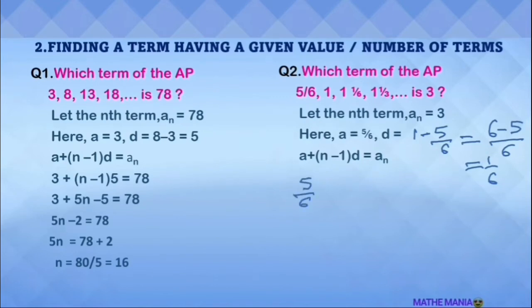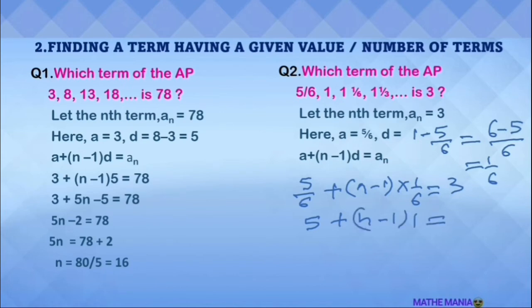So putting the values in the formula, we get 5 upon 6 plus (n minus 1) times 1 by 6 equal to 3. Now I am telling you an easier method of solving when fractions are there. As you can see, the denominator is 6 everywhere, so we can multiply throughout by 6 and we get 5 plus (n minus 1) times 1 is equal to 18. Now opening these brackets and simplifying further, we get n is equal to 18 minus 4, equal to 14. So it means that the 14th term is 3.